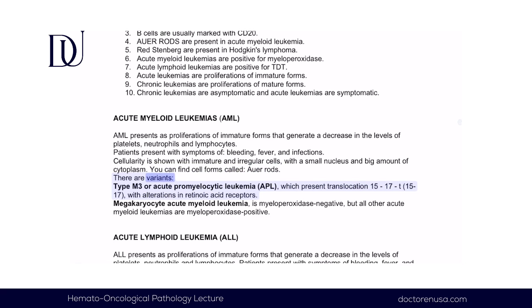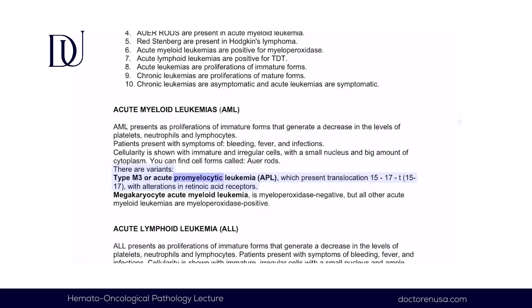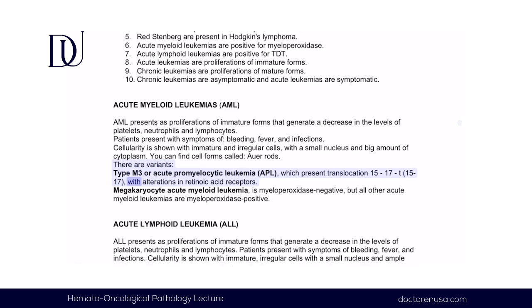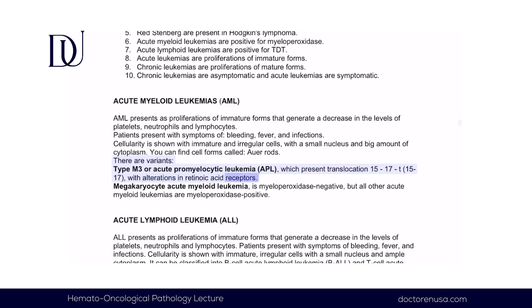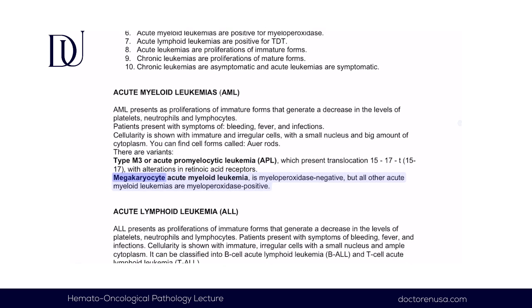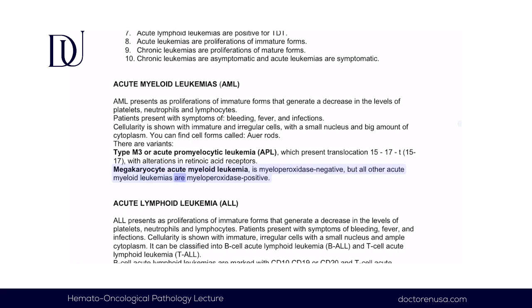There are variants, type M3 or acute promyelocytic leukemia, APL, which presents translocation 15;17, with alterations in retinoic acid receptors. Megakaryocytic acute myeloid leukemia is myeloperoxidase negative, but all other acute myeloid leukemias are myeloperoxidase positive.